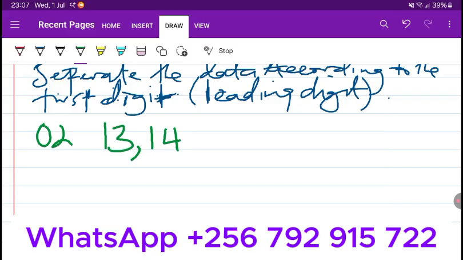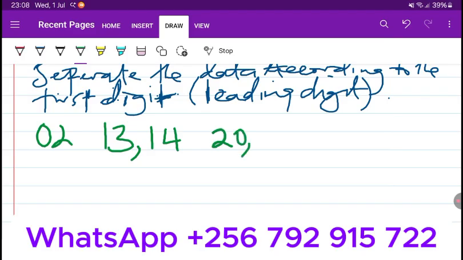Now, the third leading digit is a 2. We have seen that we have 20, 23, and 25. Any leading 2 in all these individual observations will be grouped in that same category. Those are the ones that we call groups or classes. We start with a 2, and we just leave a small space.